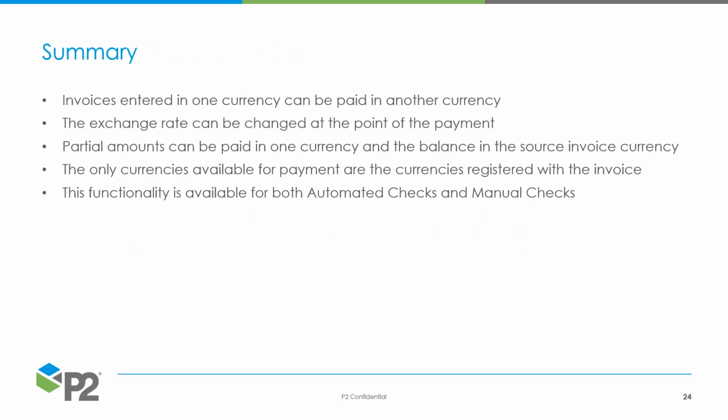In summary, invoices can be entered in one currency and paid in another currency. The exchange rate can be changed at the point of the payment. Partial amounts can be paid in one currency and the balance in the source invoice currency. The only currencies available for payment are the currencies registered with the invoice. And this functionality is available for both automated checks and manual checks.